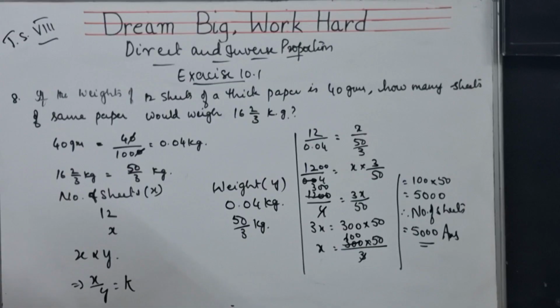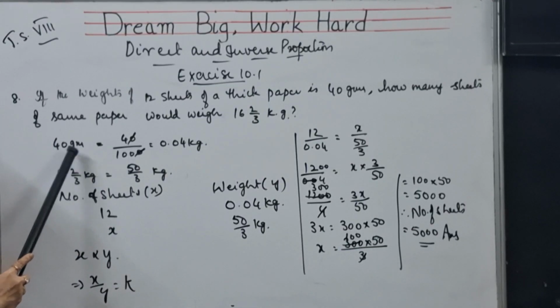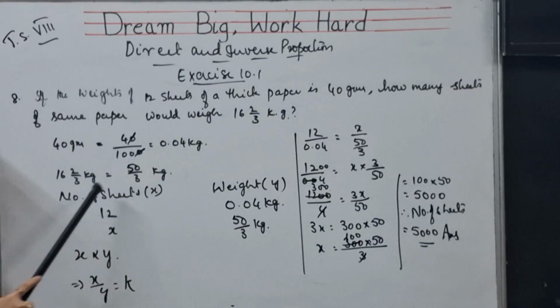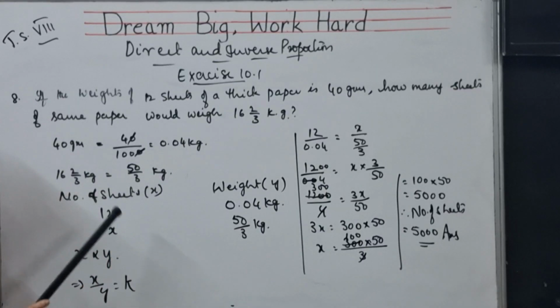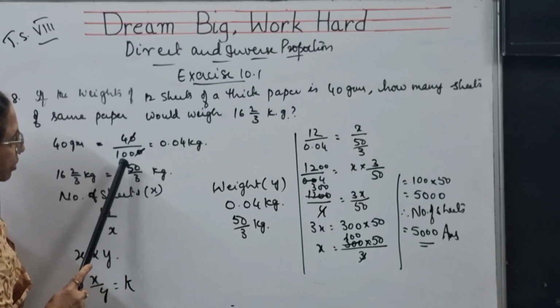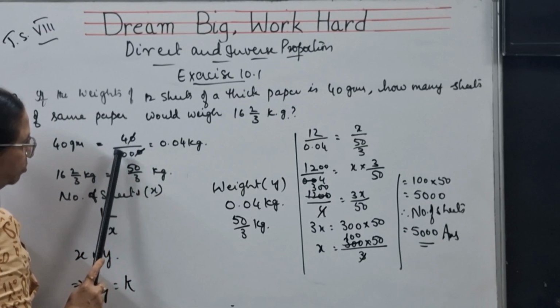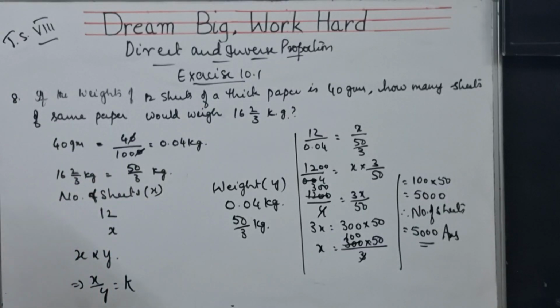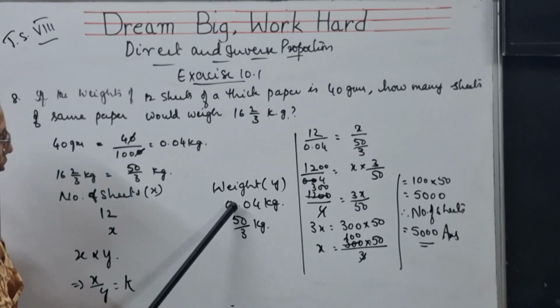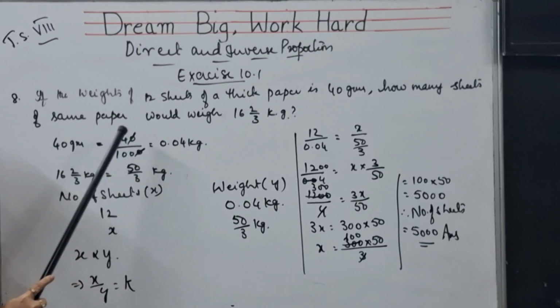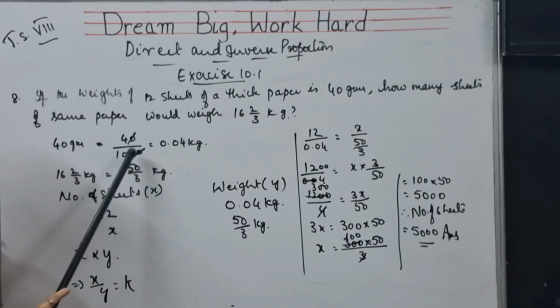This problem can be done in two ways. One is either you convert grams into kgs or convert kgs into grams. If you want to convert kgs into grams, multiply by 1000. And grams to kgs, divide by 1000. What I did, I converted grams to kgs. So there are 12 sheets weighing 0.04 kgs because 40 by 1000, the 0 will get cancelled, 4 by 100. 4 by 100 means 0.04 kgs.